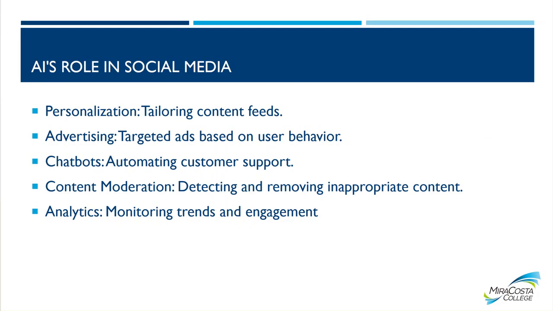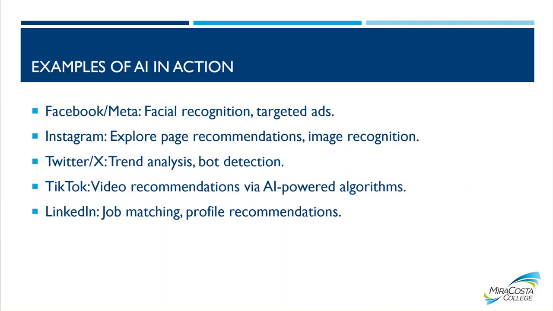So, AI's role in social media: personalization, so tailoring content feeds; advertising, of course, targeted ads based on user behavior; chatbots, so automating customer support, which really helps customer support people; content moderation, detecting and removing inappropriate content; analytics, monitoring trends and engagement. So examples of this: for Facebook or Meta, it could be facial recognition and targeted ads. Instagram, definitely the Explore page recommendations and image recognition. Twitter or X, trend analysis and bot detection.